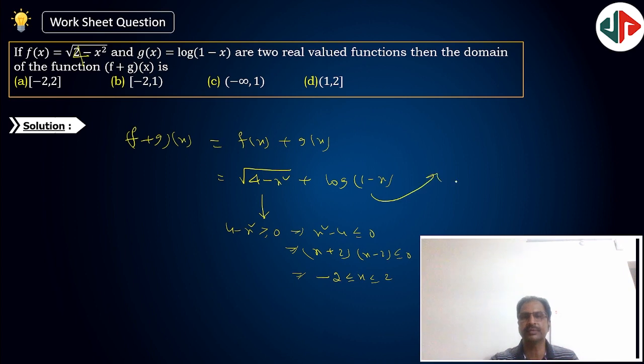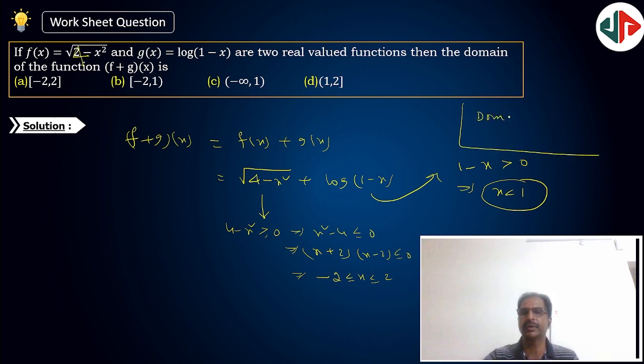Next, what is the condition for log of 1 minus x? Logarithm is defined only for positive numbers, so 1 minus x greater than 0, or x less than 1. Then what is the intersection of these two? Domain of sum of two functions is nothing but intersection of individual domains. So what is the final domain? Less than 1 and lies between minus 2 and 2 means between minus 2 and 1. 1 is not included, open bracket, minus 2 is included, close bracket.